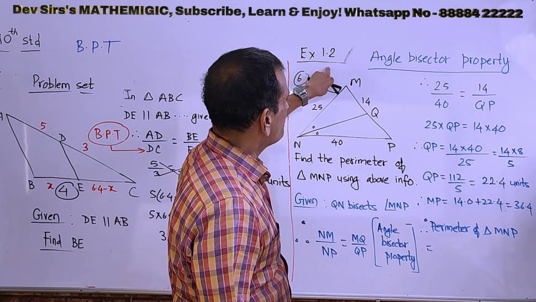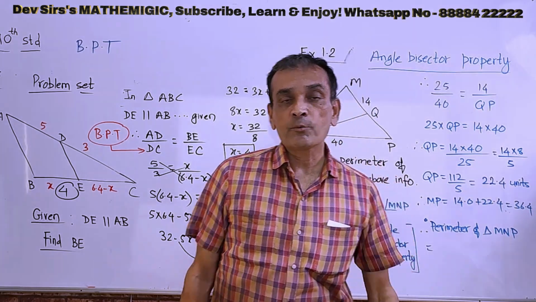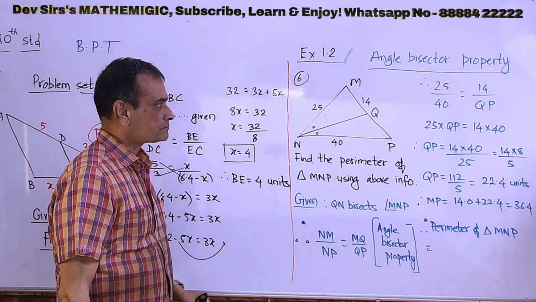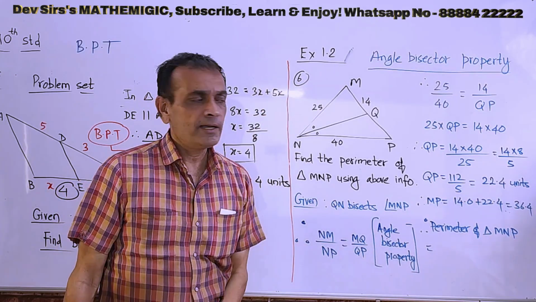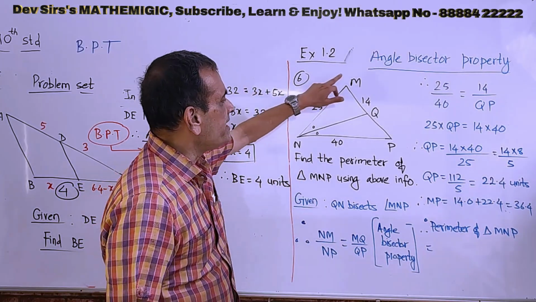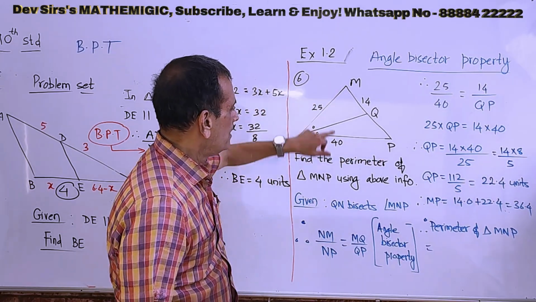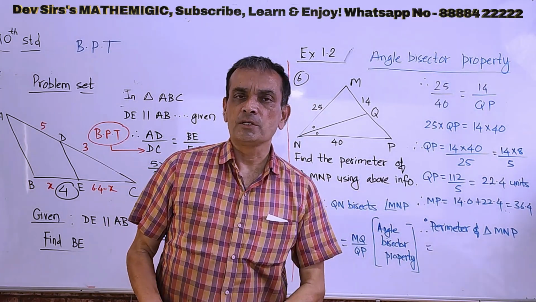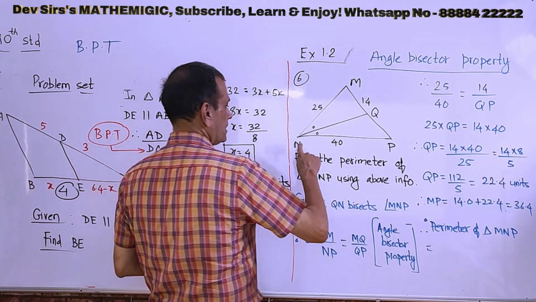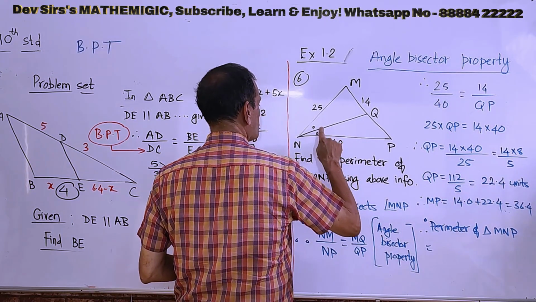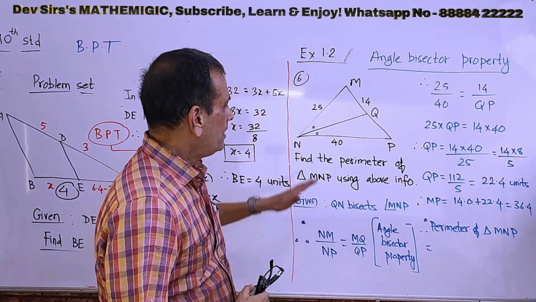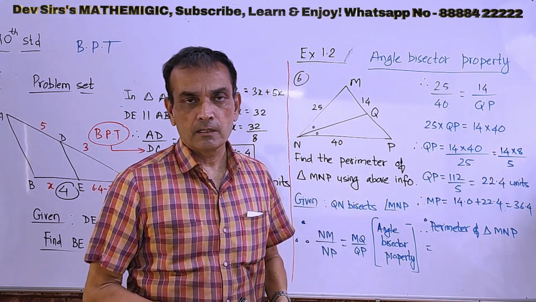This sum is from exercise 1.2. Angle bisector property उस दिन देखा था ना? Similar to that. ये डायग्राम दिया हुआ है. Find the perimeter of triangle MNP using above information. In the diagram they are given this equal to this. दोनों equal दिए हैं. यानी क्या? NQ is the angle bisector.